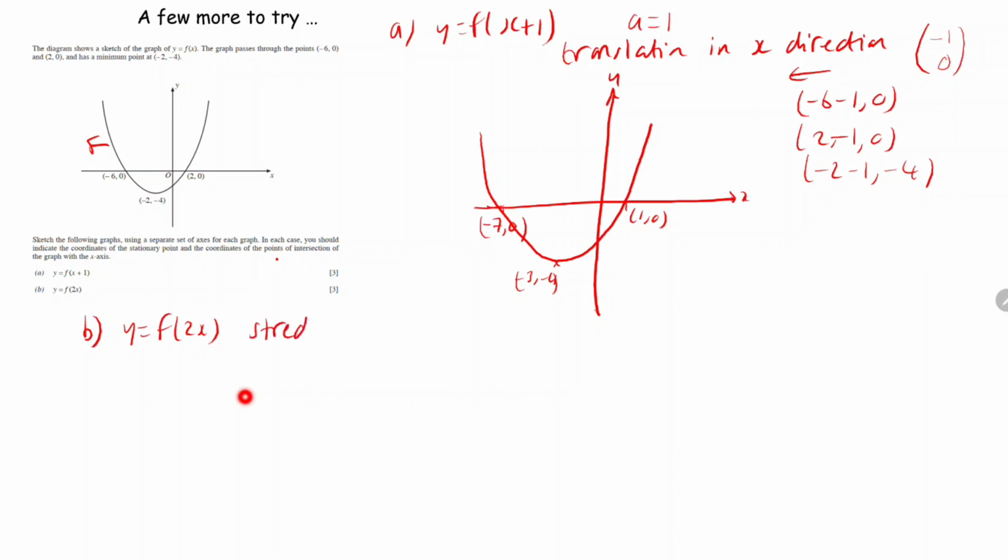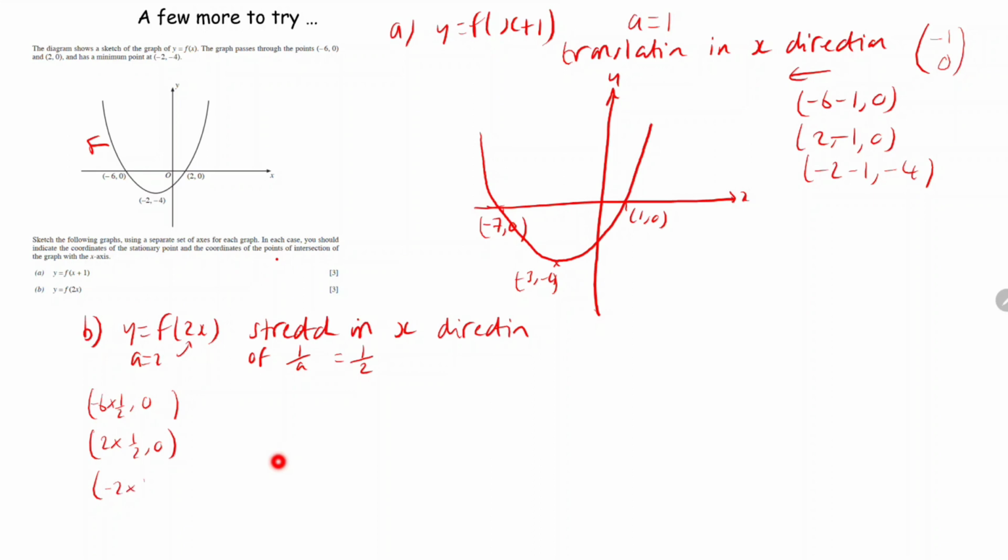This is going to be a stretch in the x direction of 1 over a. A is equal to 2. So our scale factor is going to be a half. So we're going to multiply all our x coordinates by a half. So we end up with minus 6 times by a half, 0. Remember the y coordinate's not affected. Then we're going to have 2 times a half, 0, and minus 2 times by a half, and minus 4.